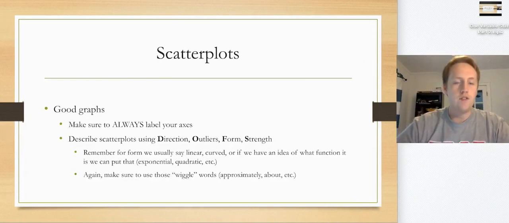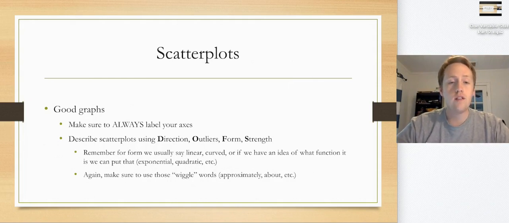Scatter plots, good graphs. That's the first thing we need to worry about. When we make a graph, we should always label our axes, right? So that's the first thing. Make sure that your axes are labeled. It should be very easy for me to read your graph.